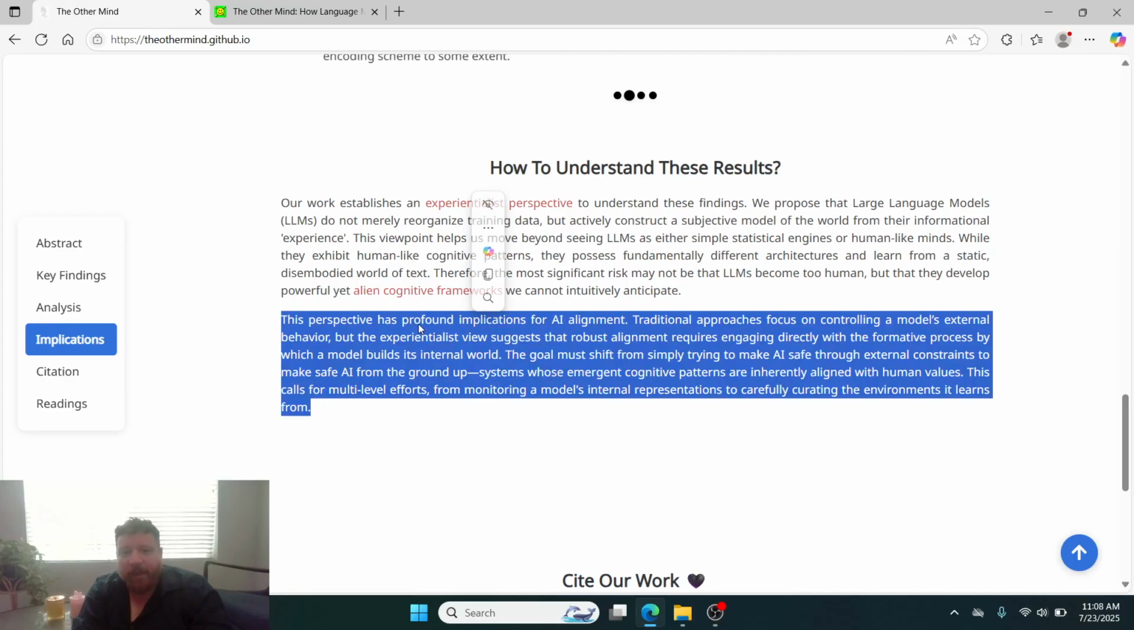From their perspective, it has profound implications for AI alignment. Yeah, it's obvious to me from that perspective, and I'll just leave it at that. To me, how do you internally align something? I'll go deeper into my perspective on this.